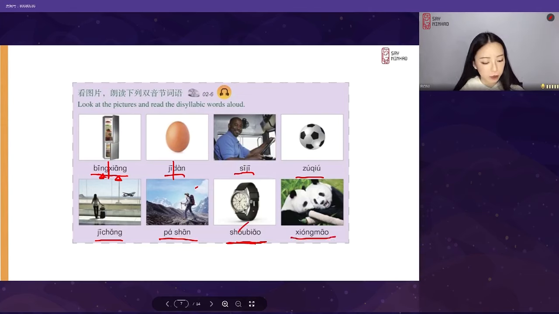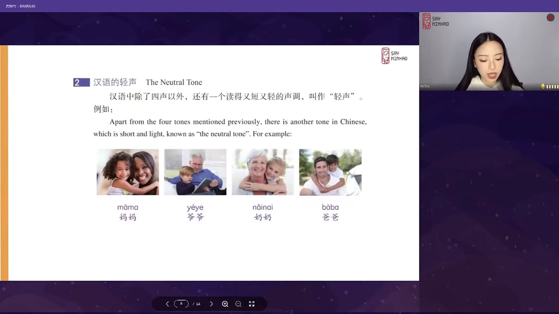We've learned it in last lesson. Last one is the panda. Panda in Chinese is xiongmao. The initial is x, the final is iong. The tone is second tone. Put them together: xiong. The initial m, the final ao, the tone, the first tone. Mao, xiongmao. So these are the new pinyin, new initials and finals for today.